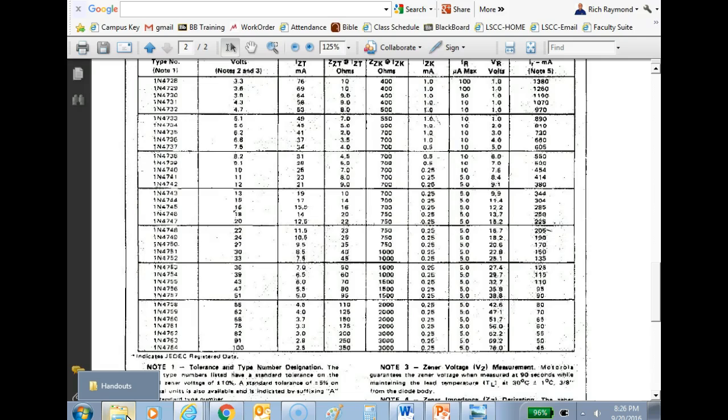Then we calculate the Zener power. If it's over what we wanted, then we'd have to go to another Zener. We'd have to find a Zener that does the power that we need the Zener to do, right? Does that make sense? Or redesign or change the load that we're going to work with.